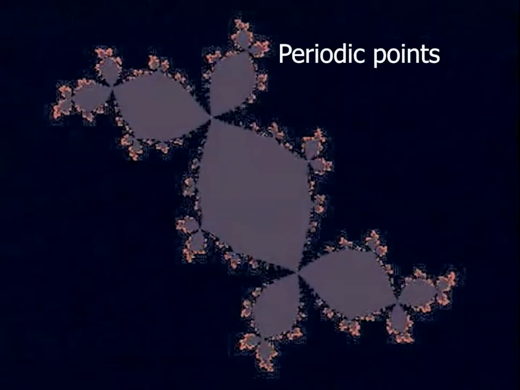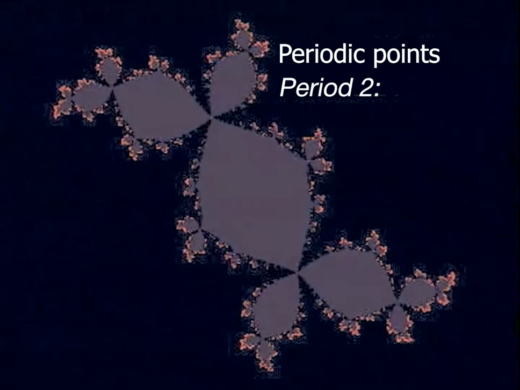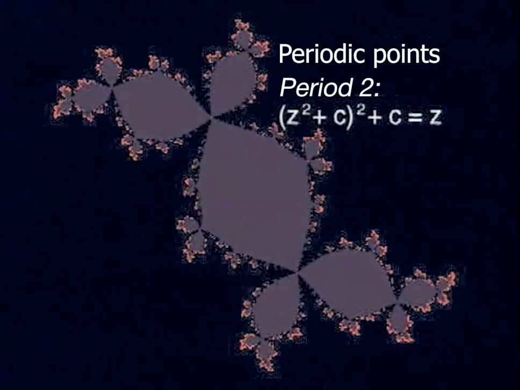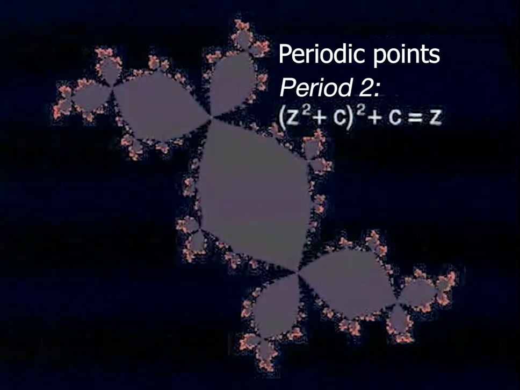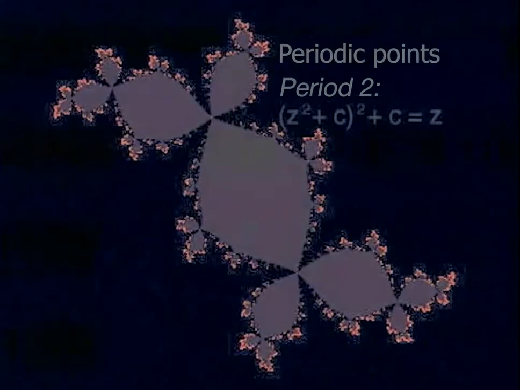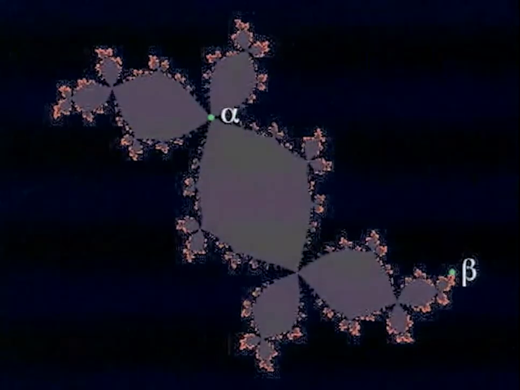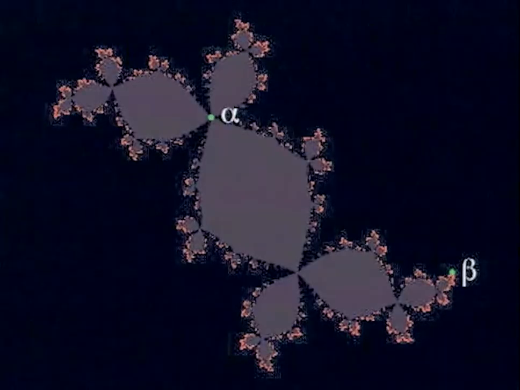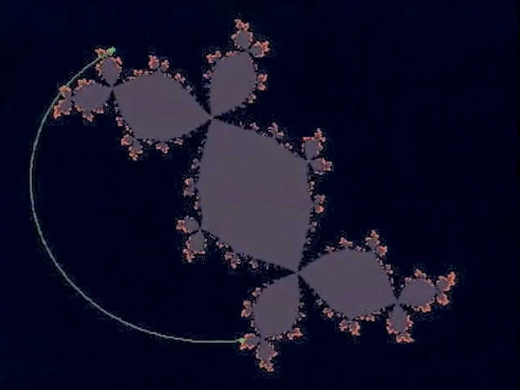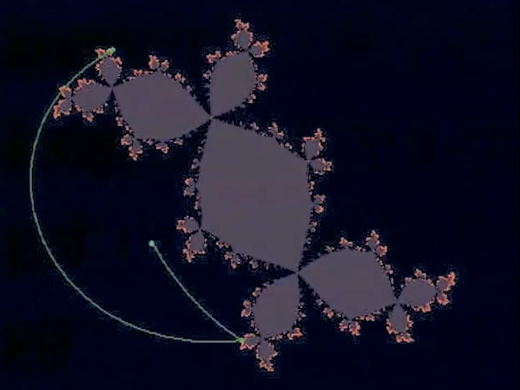We can also search for periodic points. If we take the periodic points of period 2, giving us z squared plus c, all squared plus c, equals z, we find the 2 alpha and beta points. But we also find a cycle between the 2 composed of gamma 1 and gamma 2. Gamma 1 has an image of gamma 2, and gamma 2 has an image of gamma 1.